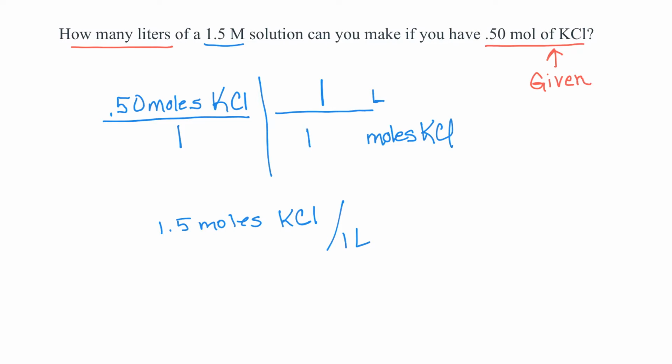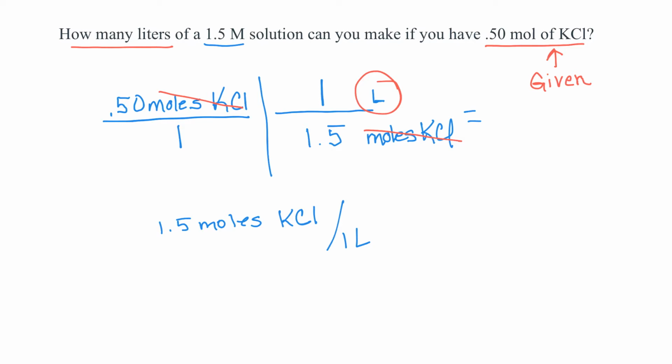So let's write that again, 1.5. So basically we're just multiplying through and checking that you set it up correctly. We have moles of KCl here, moles of KCl here. We can cancel that. We're left with liters, and that's what we're looking for. And so we know we've set this problem up correctly.